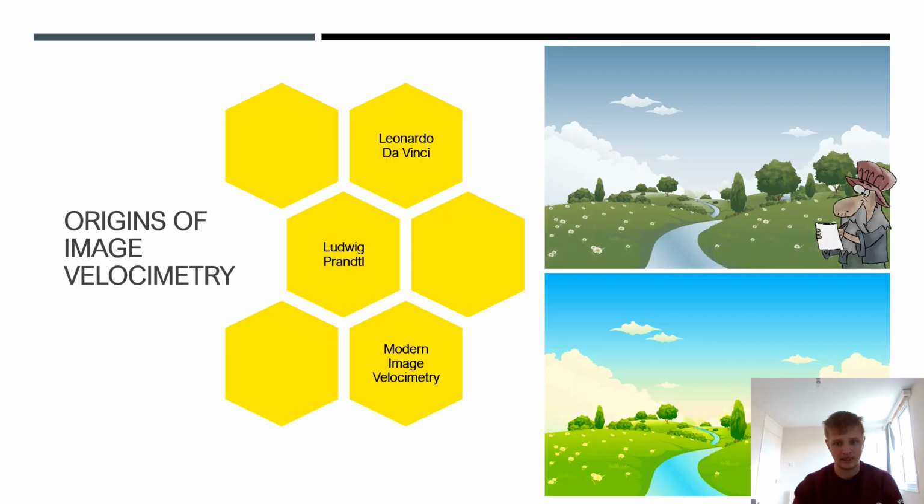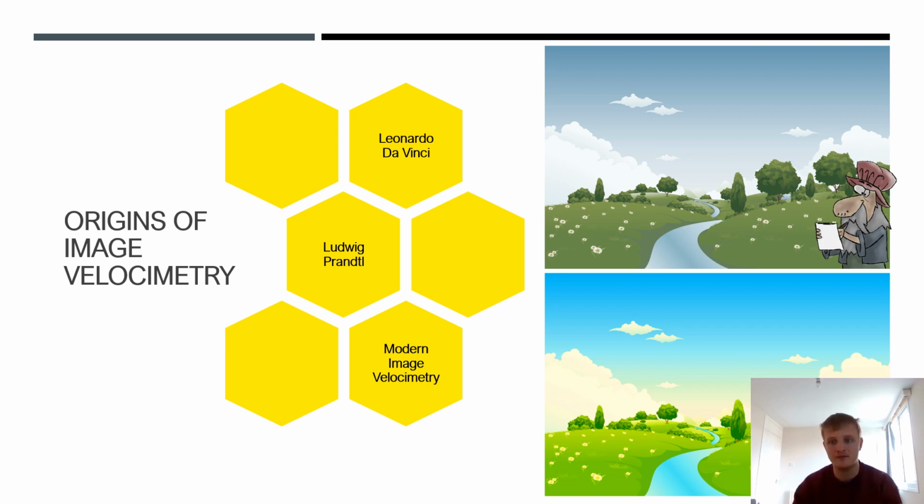The origins of IV date back hundreds of years to Leonardo da Vinci, who would disperse traces along a river and then draw the interaction they would have with the flow. Fast forward a few centuries when cameras were established, Ludwig Prandtl started experimenting around aerodynamics and developed theories around fluid boundary layers, which is used in all aspects of aeronautical engineering and several other subjects. And then we come to modern methods.